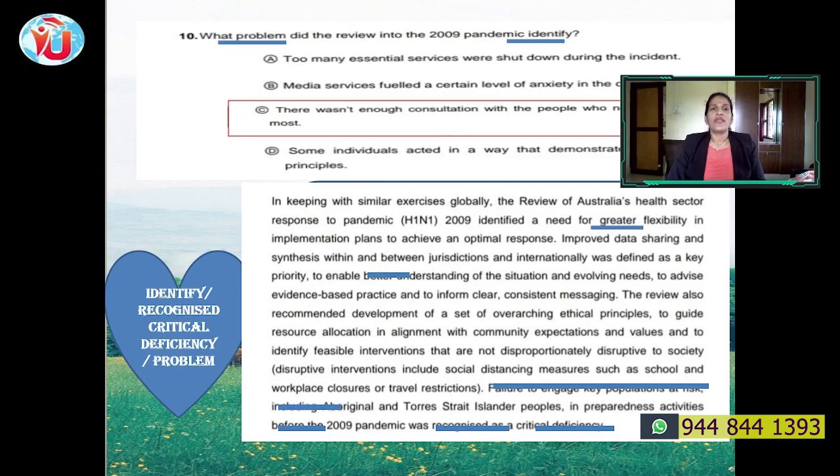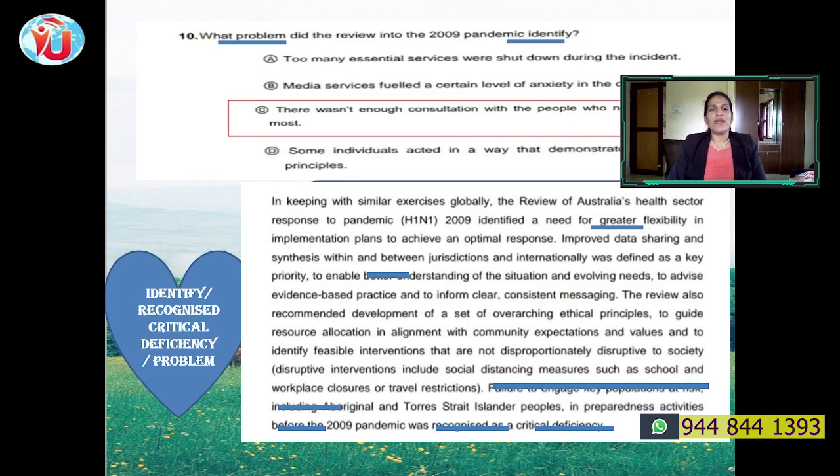What problem did the review into the 2009 pandemic identify? You read the question here. What problem? There is a problem. The review of the pandemic identified something that was wrong. So let's read into the text.